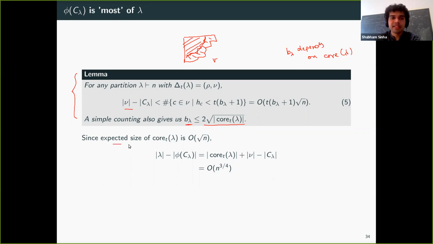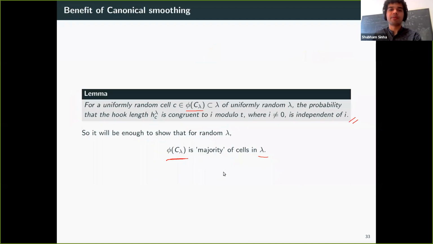And since we have seen earlier that the expected size of the core is square root n, so B lambda will be of n power 1 over 4, and this order, which is given by this, is going to be order of n power 3 over 4. So we obtain what we wanted.